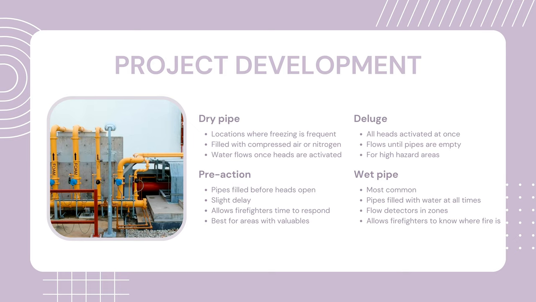In a deluge system, all heads are activated at once and are kept open until the pipes are empty. Valves automatically open when the alarm is activated. This system is used in high hazard areas where fire is likely to spread very quickly, like in labs or chemical warehouses. Wet pipe systems are most common.